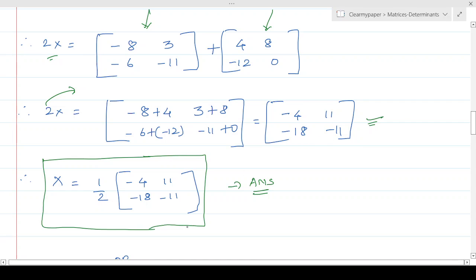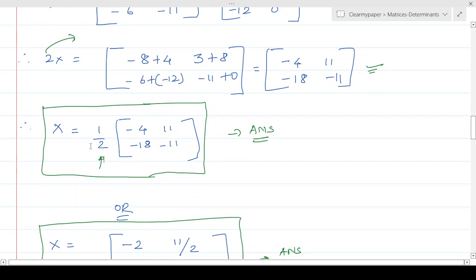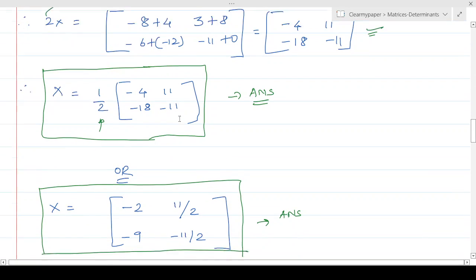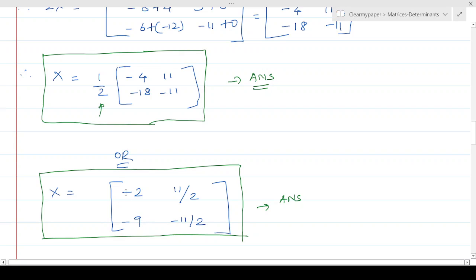This is one way of writing the answer, where you're writing it in the scalar form, where your scalar number is half, and then you write the whole matrix. Or if you want to go further downstream, you can multiply the scalar and show the final answer, where you take this half inside and multiply, and it comes out as fractions. So either way is fine, you can show the answer.